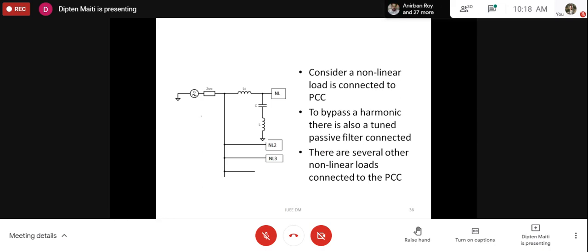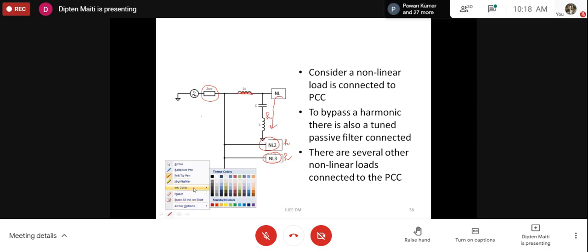Now the problem is that nonlinear loads 2 and 3 are also creating several harmonics, let's say of order h. Consider for the time being that Ls is not there. Because ZSRC presents a higher impedance for higher harmonics, the h harmonic from this nonlinear load would find a bypass path through this.